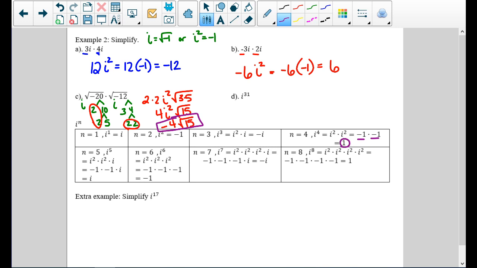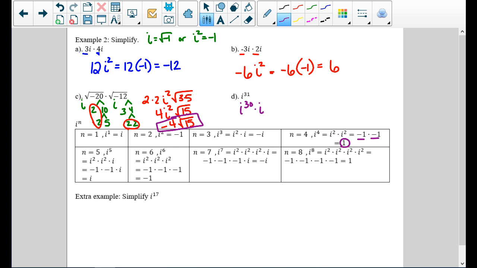Okay, so we're looking at this exponent. How can I break this down? I'm breaking it down into even exponents. So, what's the closest number here that's even, but not going over 31? So, i to the 30th power. And then I have one more i out here. So i to the 30th and i, that makes my 31 i's, right?